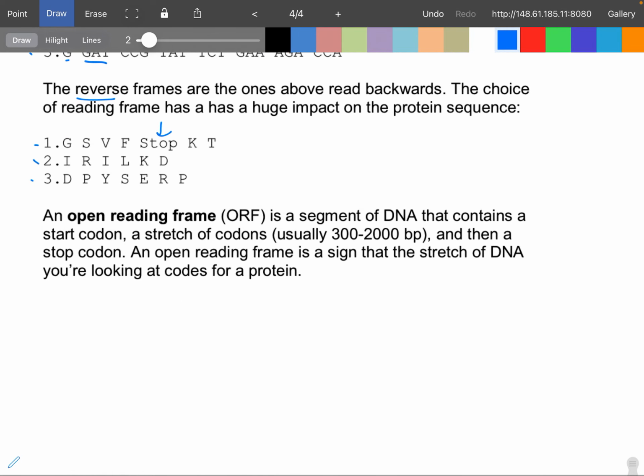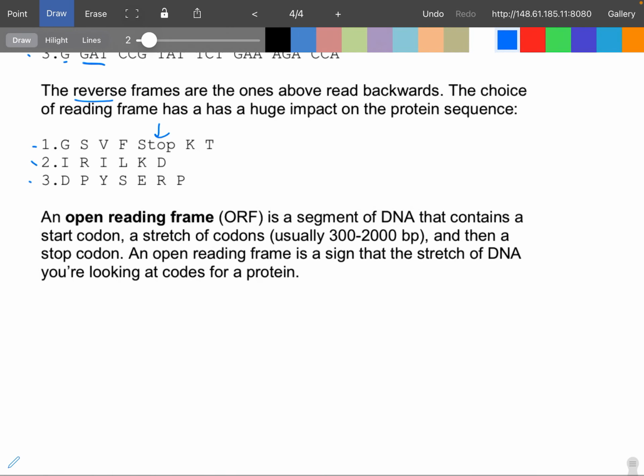And so an open reading frame is a piece of DNA, and it's going to have a start codon that you can identify. There's going to be a long stretch of codons where we do not encounter any stop codons, something on the order of a couple hundred to a couple thousand base pairs, and then a stop codon. And so if you see that, a start, a bunch of codons, and then a stop codon, then we know we're probably looking at a protein, and those are typically referred to as open reading frames.